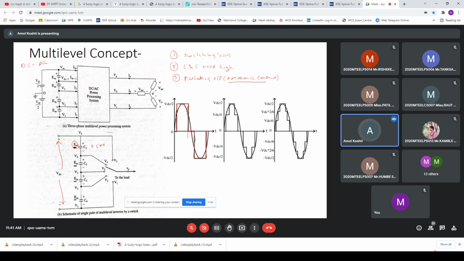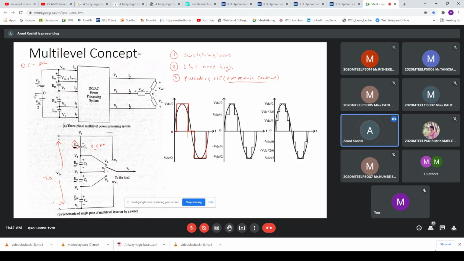What is the significance of keeping these capacitor values the same? The input voltage is divided equally across the capacitors. Suppose there are four capacitors and the input voltage is 20 volts. Then 5 volts is divided across each capacitor. After the capacitor circuitry, our next circuitry is the switching circuitry, where we use the switches.